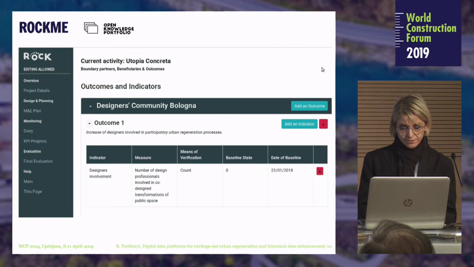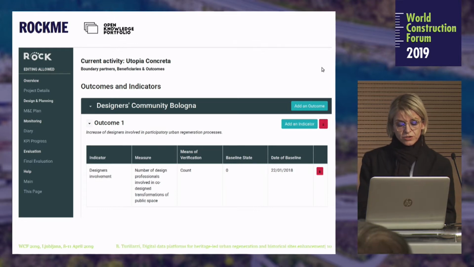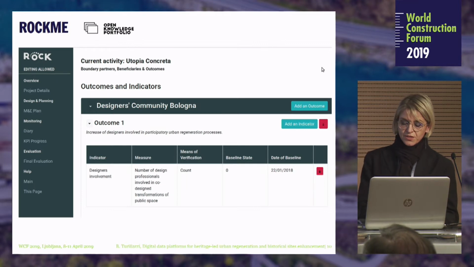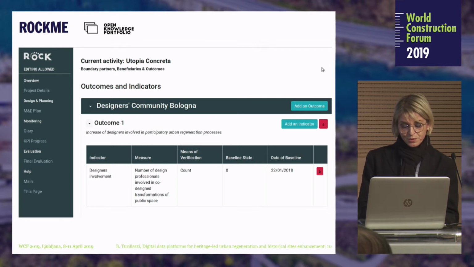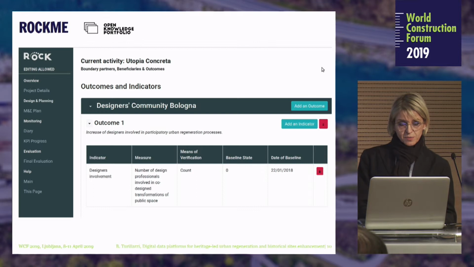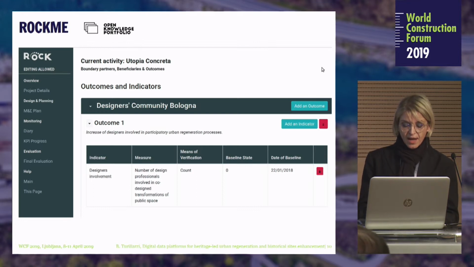Here is ROCKME, that is a database of business models and also a monitoring tool for actions and initiatives within and beyond ROCK. It aims at the creation of an open knowledge portfolio of practices in cultural heritage, including their financial aspects and their evaluation. The tool has been developed by the University of York as a spin-off of their product named PMEC, that is a Planning, Monitoring, Evaluation and Communication System.